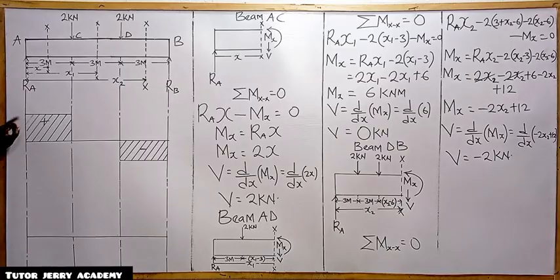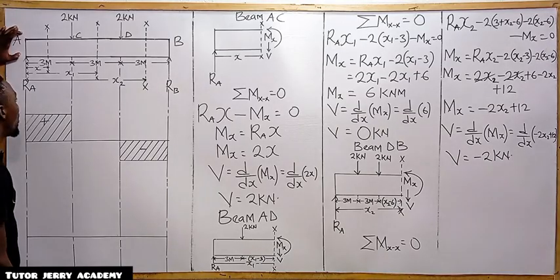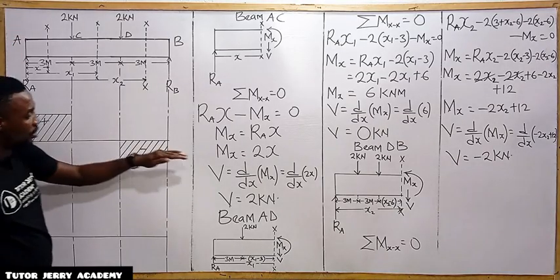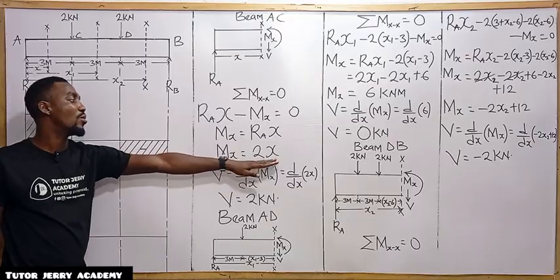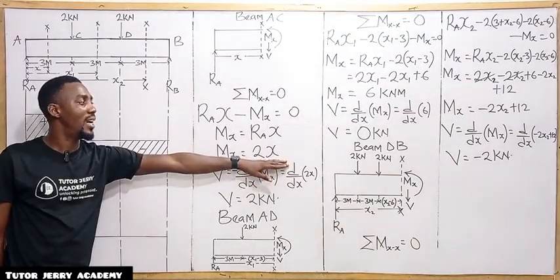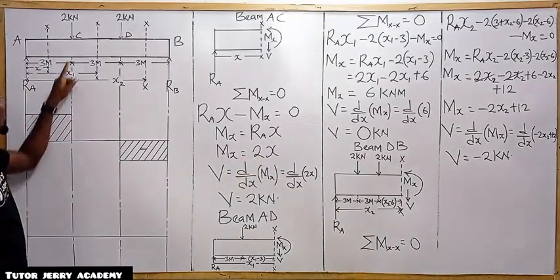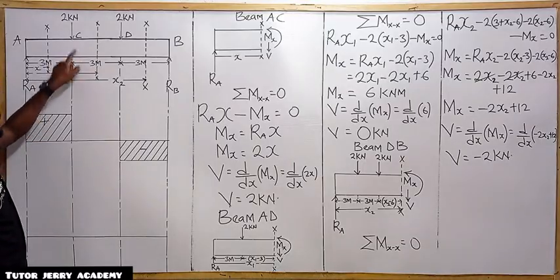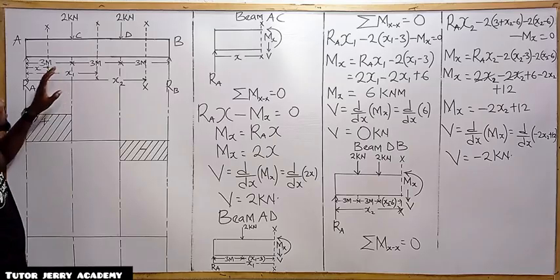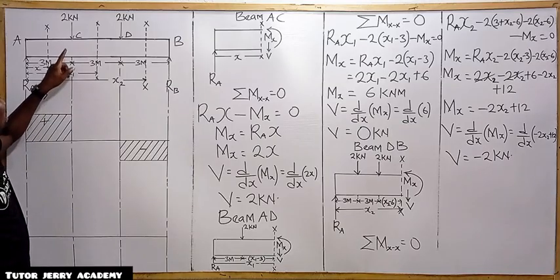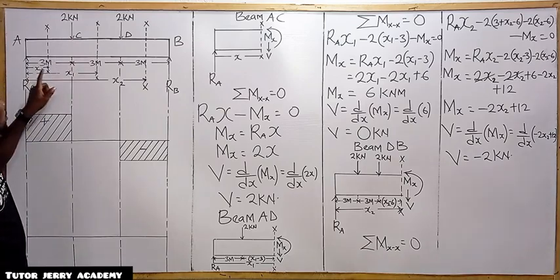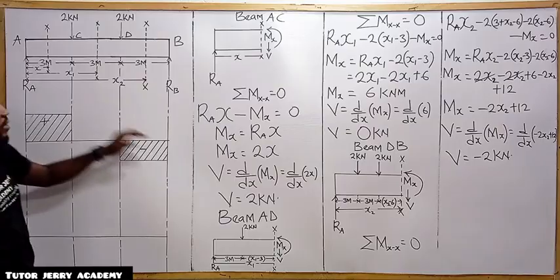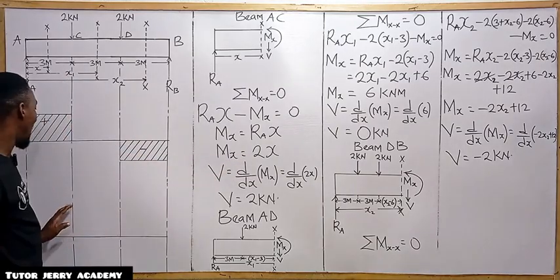So for us to get the moment at point A, we are going to go to the bending moment equation for beam AC, and then substitute the value of S, and then we are going to get our moment. For us to get the bending moment at point C, we are going to take note of the distance of S there. Our point C is at distance 3. So it means that our S there is going to be 3. So we are going to get our moment.